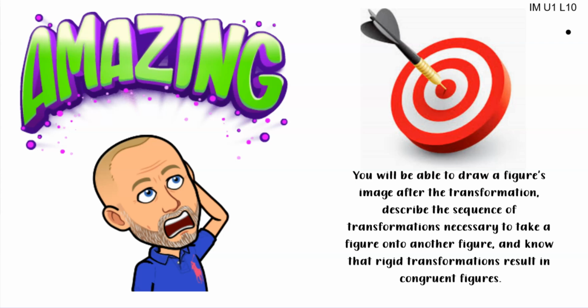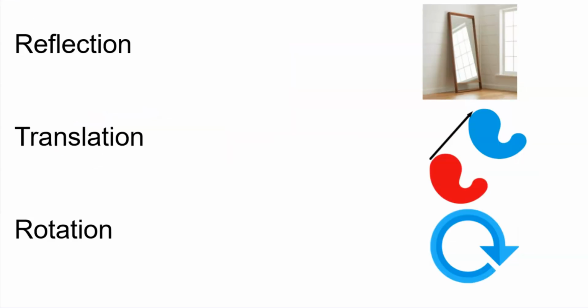Now, the assumption in this lesson is that you have seen transformations before in previous math classes, but I wanted to look at a couple of definitions before we get started so that you're not confused. So the first one is reflection. That is a transformation that does exactly what it sounds. It reflects, like looking in a mirror.